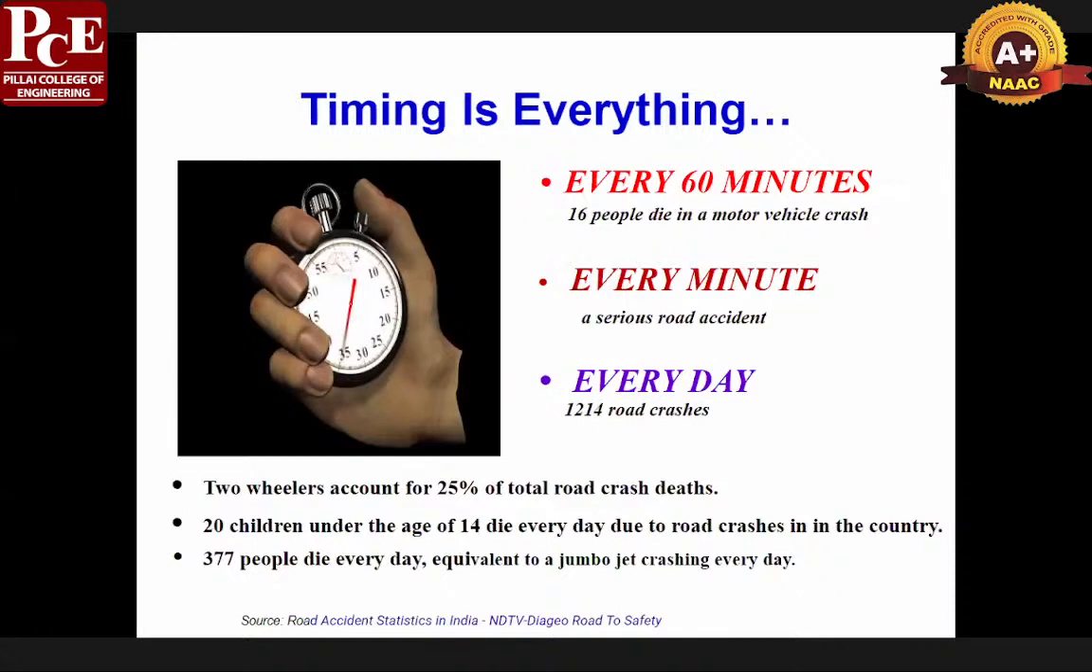So what you see on your screen there: every 60 minutes, 16 people die in a motor vehicle crash. Every minute, a serious road accident. And every day, 1,214 road crashes. This is the statistics of India. And again, let me tell you, this is the statistics which was taken from the data gathered as a part of a survey 2 years back. And I'm sure the number today is different and maybe even more than what you see there. So this is the cause. This is very worrying. Why do we have to lose precious lives which can be saved with a little bit of caution, a little bit of safe practices that we could adopt?